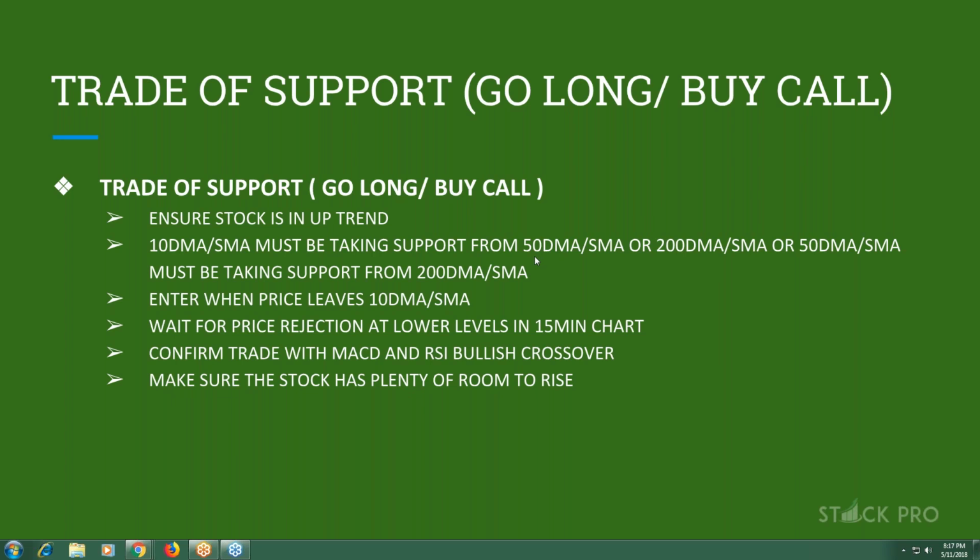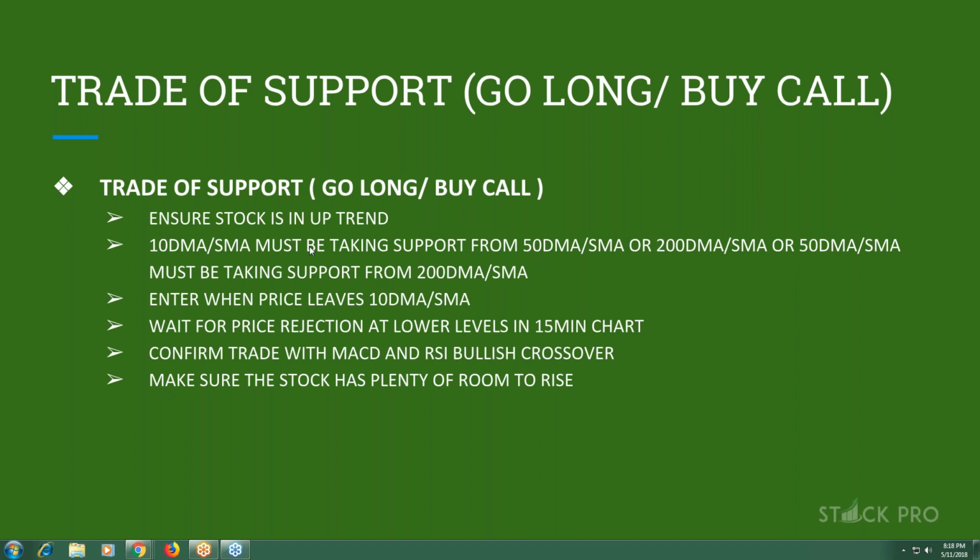If it's a very, very important trade for me, if I want to take a trade in equity, this is one of my favorite setups. I always look for support. What support? What should take a support?